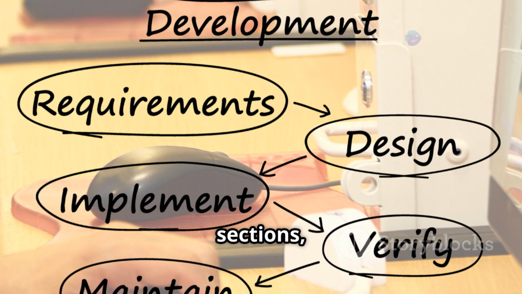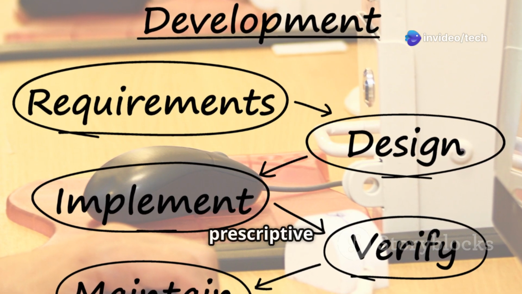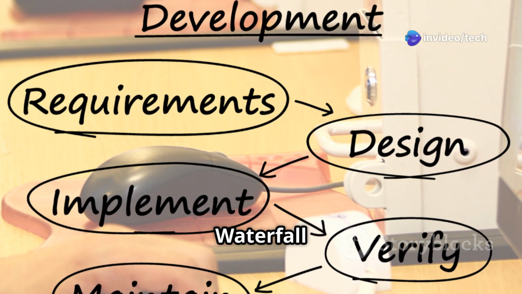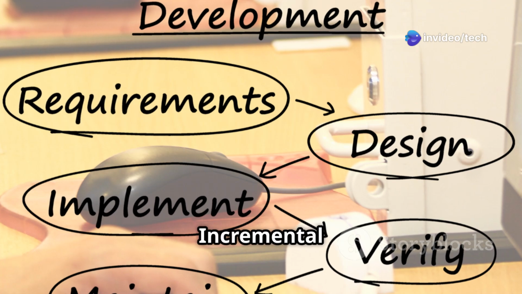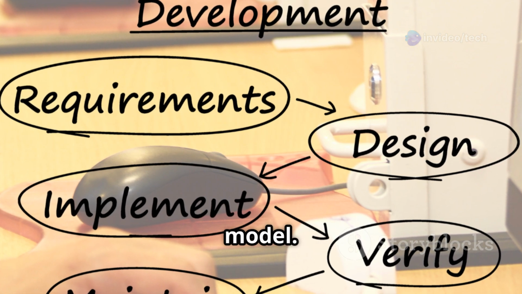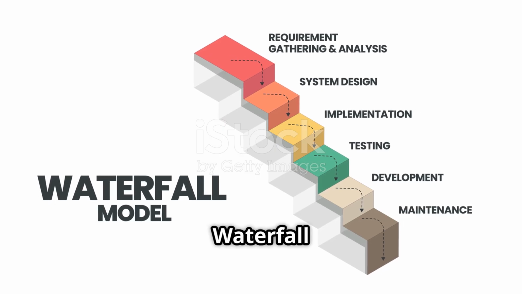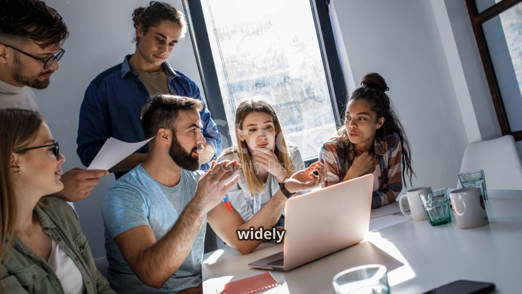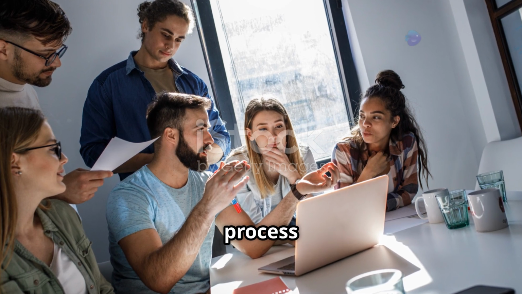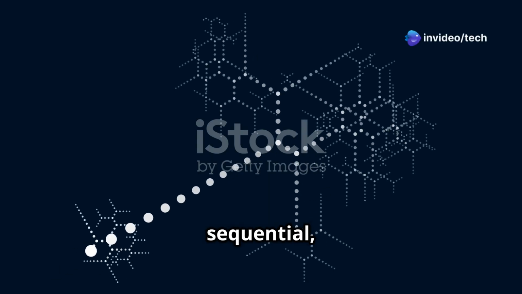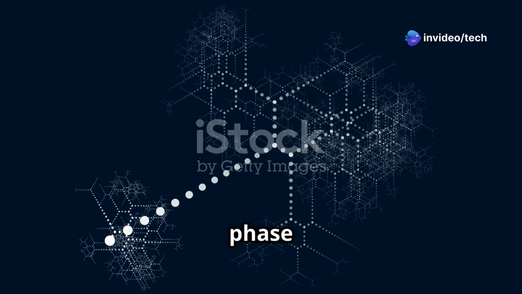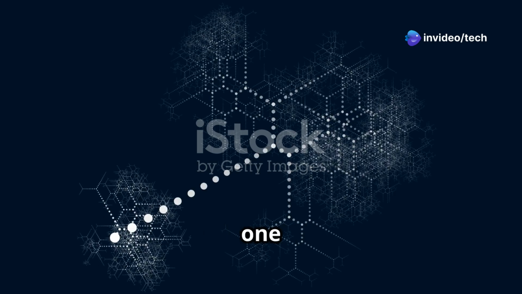In the following sections, we will delve into 4 prominent prescriptive process models: the Waterfall model, the V model, the incremental model, and the prototyping model. The Waterfall model is one of the oldest and most widely known software development process models. It follows a sequential linear approach, where each phase must be completed before the next one begins.